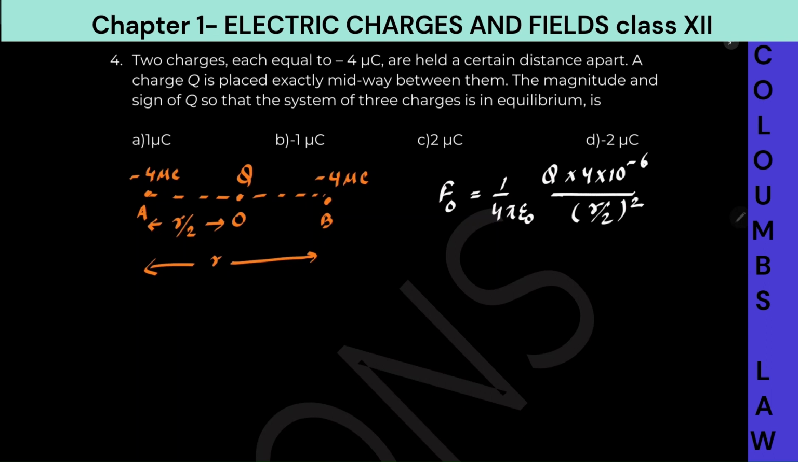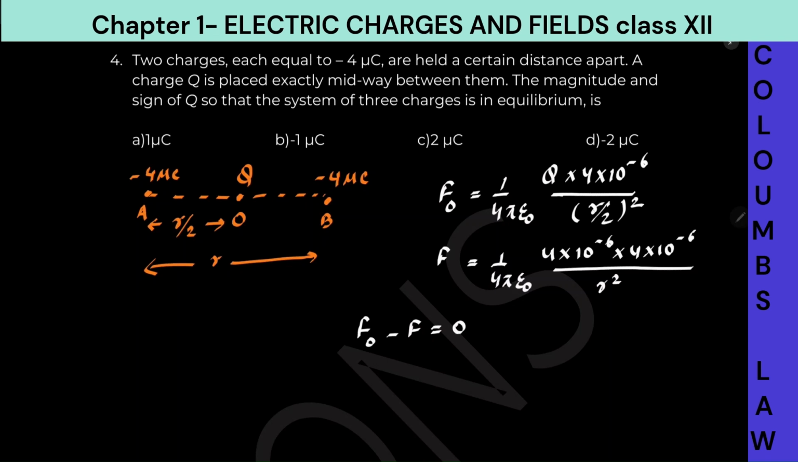Now let's find the repulsive force acting between A and B. It will be equal to 1 by 4 pi epsilon naught, times the first charge 4 into 10 to the power minus 6, times the second charge 4 into 10 to the power minus 6, whole divided by the separation, which is R square. Now this net force must be 0, which means F naught minus F equals 0. It has to be 0, then only they are in equilibrium.